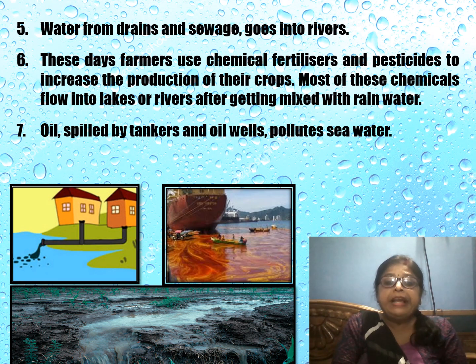Oil spilled by tankers and oil wells pollutes our sea water. Sometimes due to leakage from an oil tanker, oil mixes with the seawater and makes it impure or polluted. So these all are the factors which make the water impure, and you can see it in the picture, and you can make your concept clear with the help of this picture also.